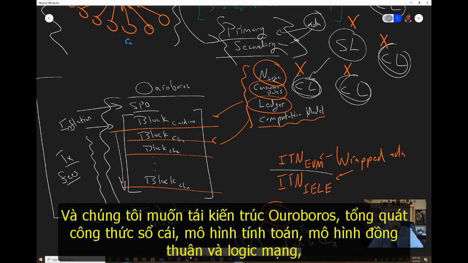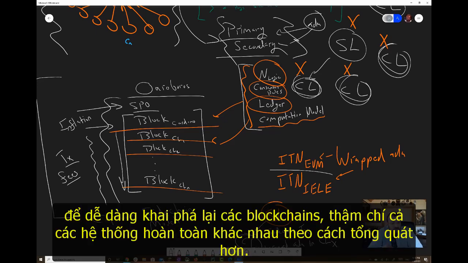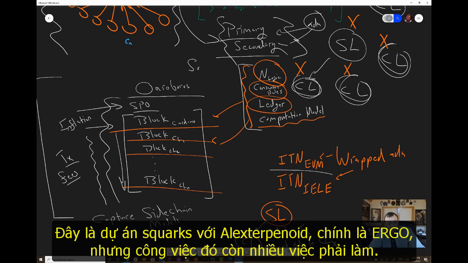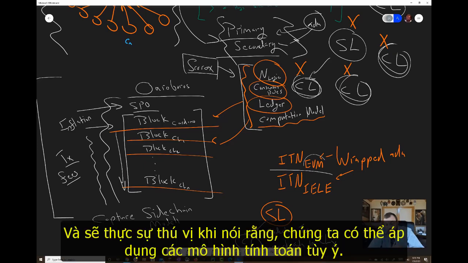And we would like to re-architect Ouroboros, where it's self-evident on how to do this, and also generalize the expression of ledger rules, computational models, consensus models, and network logic, so that it's easy to re-express blockchains, even radically different systems, in a much more generic way. We explored this with the Scorex project with Alex Chepurnoy, which now created Ergo, but that work leaves a lot more to be done, and that'll be part of the proposal that we have. And it'd be really cool to say, hey, we can adopt arbitrary computational models.